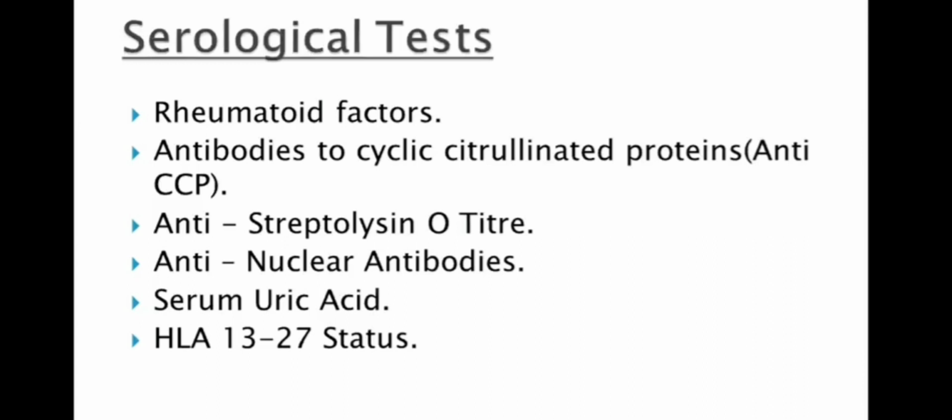And then comes HLA B27, not B1327, HLA B27. That HLA B27 status is very important in the diagnosis of ankylosing spondylitis, or seronegative spondyloarthropathy.